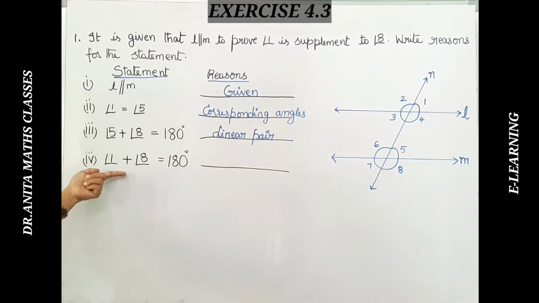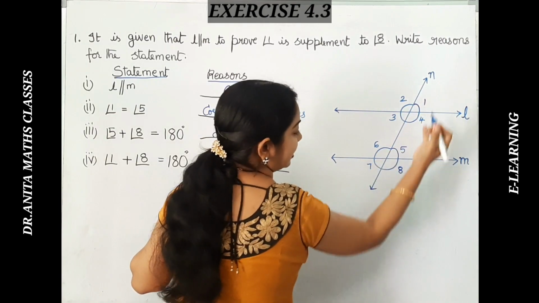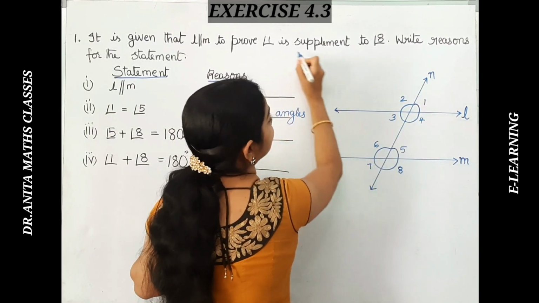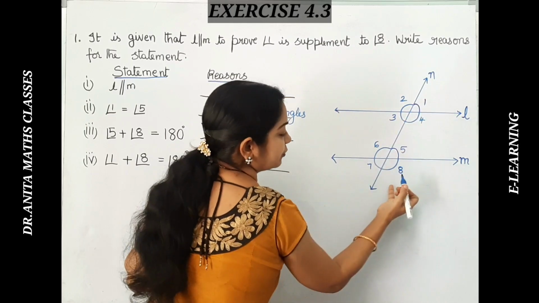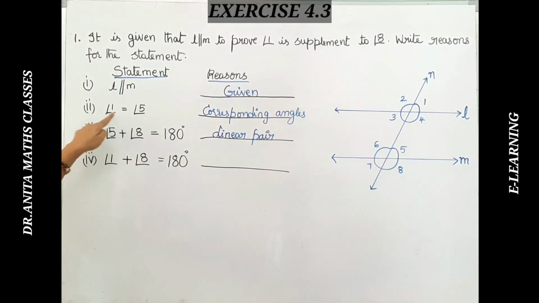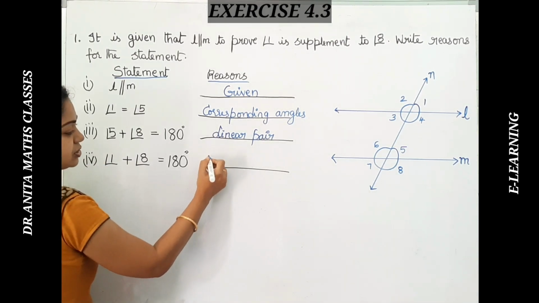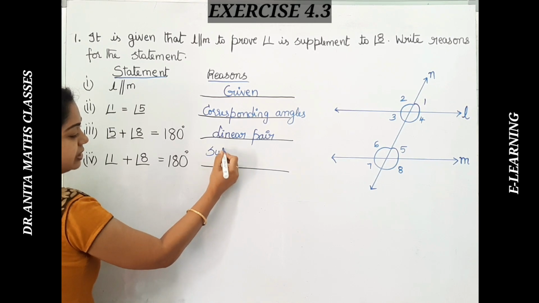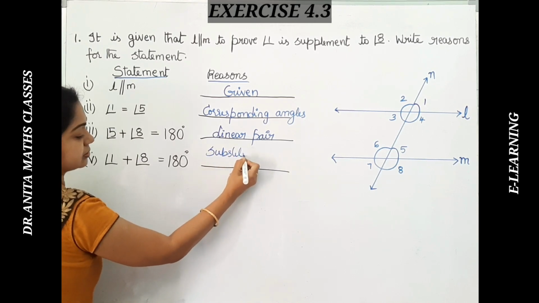And angle 1 plus angle 8 is 180. Here angle 1 and angle 8 is 180, that we need to prove. It is supplement that we need to prove. How do we get that? See here, we got angle 1 equal to angle 5. In this same thing, if instead of angle 5 you substitute 1, we get this. So the reason is, we will write, substitute.